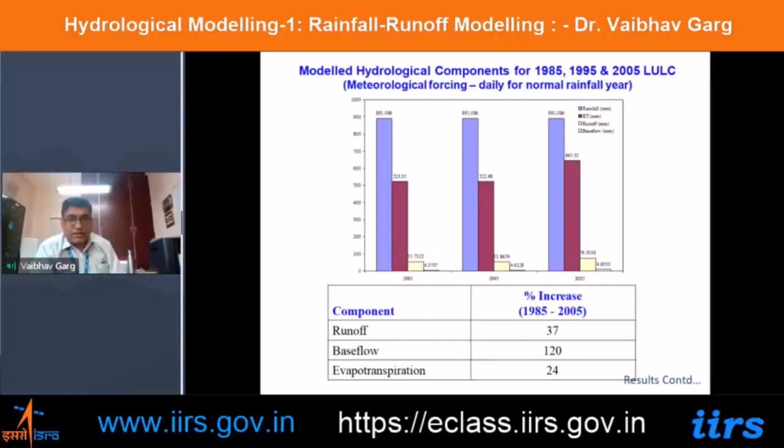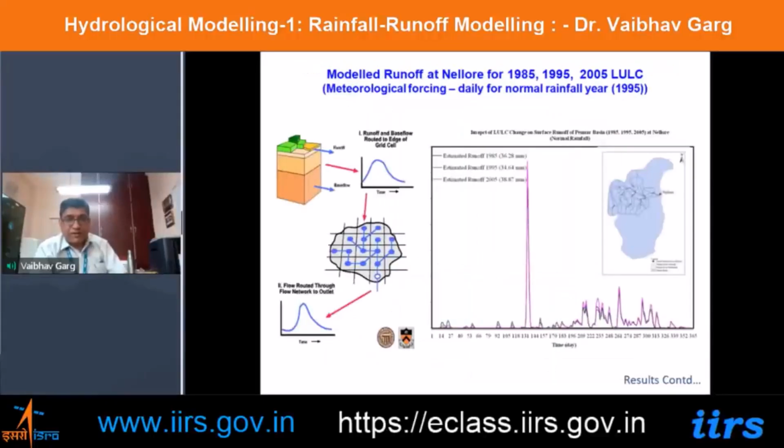Then on the other components, if you see, the runoff has increased, base flow has increased, and evapotranspiration has increased by around 24% from 1985 to 2005. So this is how the model can be used to study the impact of land use land cover change on the hydrology of the basin. Then again, we have routed the runoff at the outlet, at Nellore, for the Pennar River only, and we have found that there is not much change. Only a slight increase in the runoff at the outlet was estimated for the Pennar River.